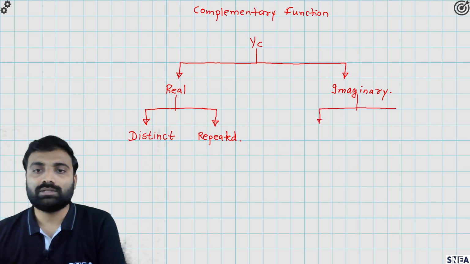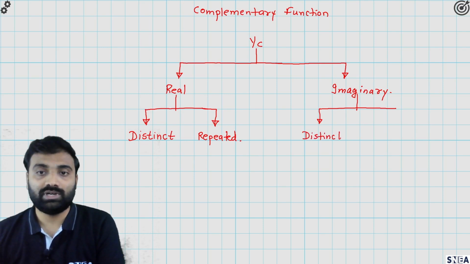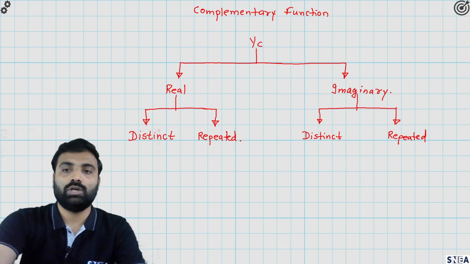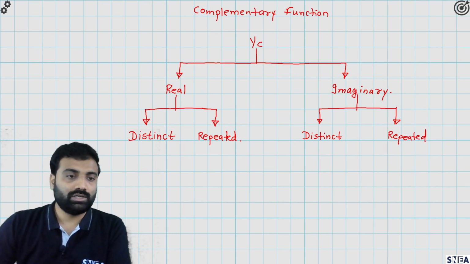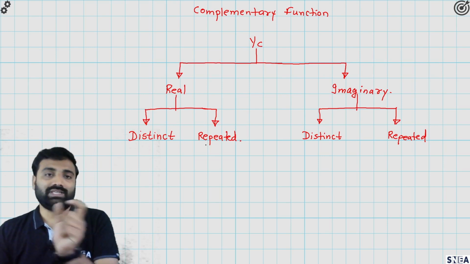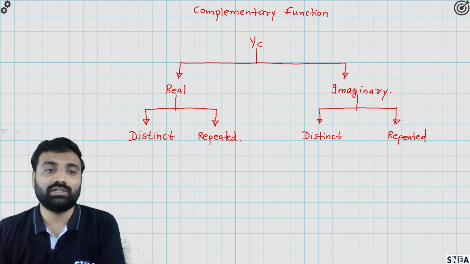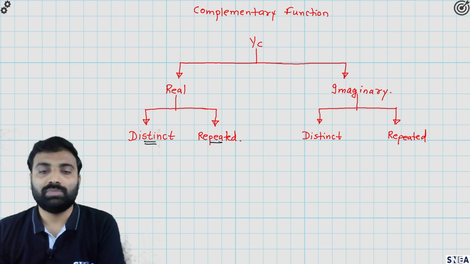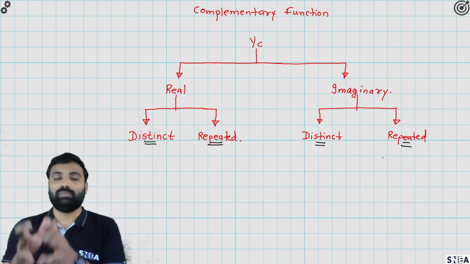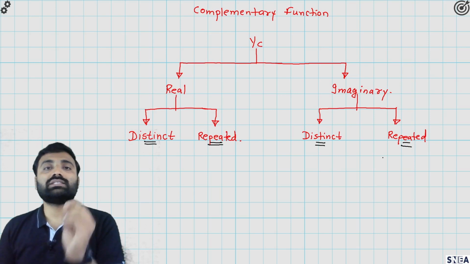In the same way, if I talk about imaginary numbers, it is again of two parts. Yes, it has distinct, which means different. And second, it will have what, students? It will have repeated. So as you can see here, it is of how many types? कितने टाइप्स के हैं? दो टाइप के yc हैं, एक रियल और एक इमेजिनरी. But in real we have distinct, repeated. Again in imaginary we will have distinct, and what, students? We have repeated here.